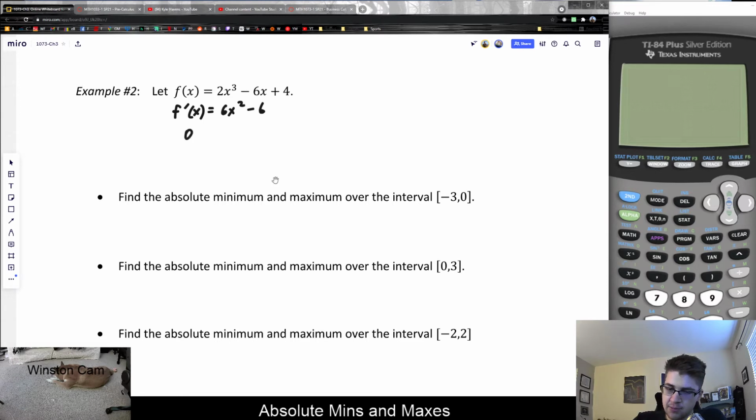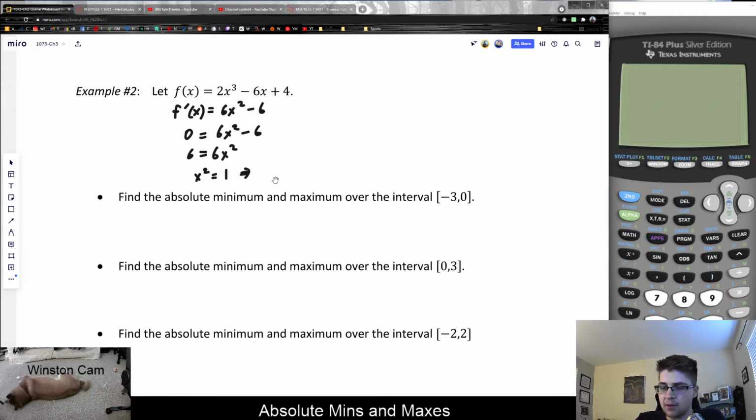Now setting this equal to 0 to find the critical values, we'd have 6x squared is equal to 6. Or again, we could use factoring. Divide by 6, x squared is equal to 1. Which again, there's always two solutions. If I were to take a square root, we'd have x is equal to plus or minus 1. But basically, we have two critical values in this interval. Let's just call them c1 is equal to negative 1, c2 is equal to positive 1.